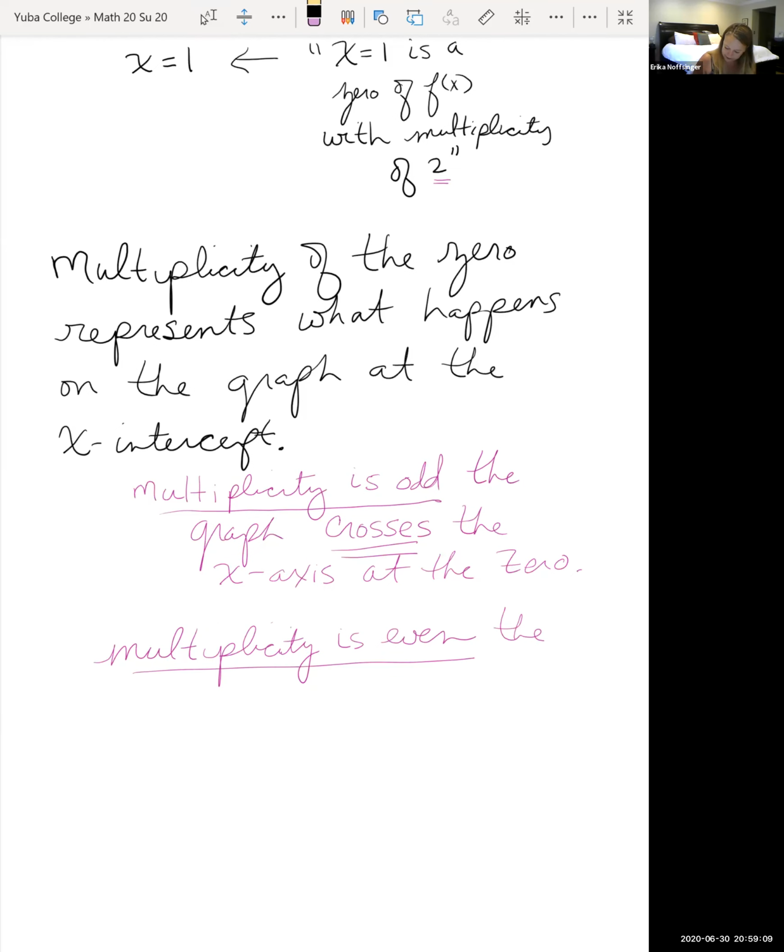The graph just touches the x-axis at that value and does not cross.